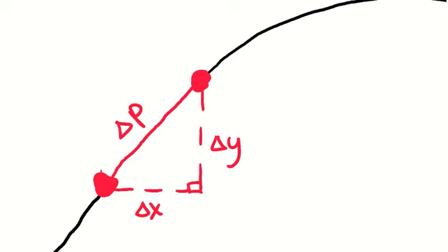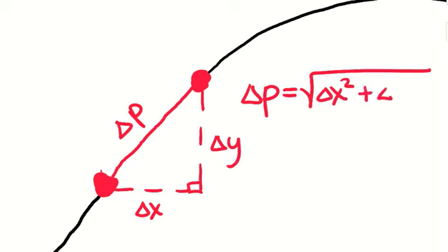As delta x gets towards 0, then delta y over delta x becomes dy dx, if we're just on the trajectory that the curve is going. But I'll get to that in a second. One thing that we know is true about this small right triangle is that delta p is going to be the square root of delta x squared plus delta y squared. That's true for sure.